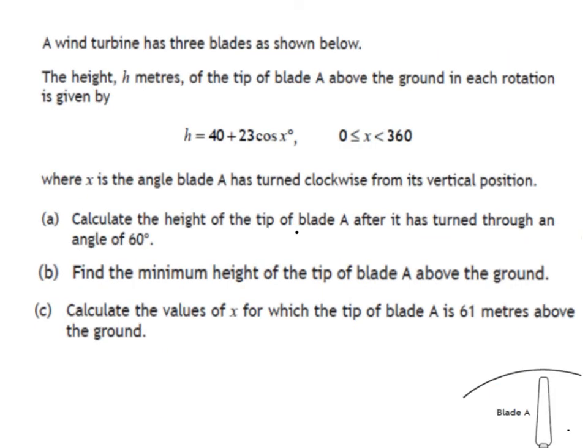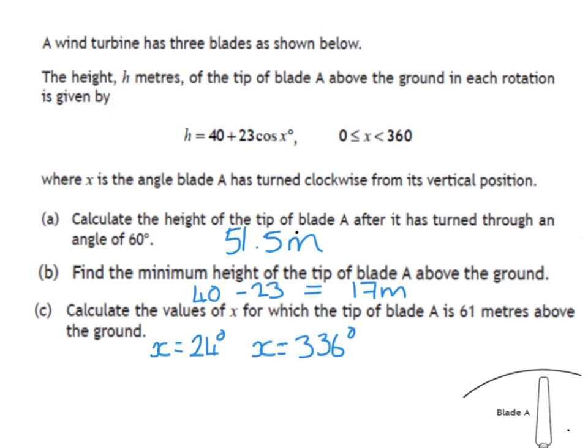Again, here's another one very, very similar. Part A would be subbing in an angle of 60. Part B would be looking for the lowest point on the graph, so it's a negative 23 plus 40. And part C is when you put H equal to the height of 61. So go try, pause, go try it, and then come back and I'll have the answers on the screen for you. Okay, so there's the answers put in.